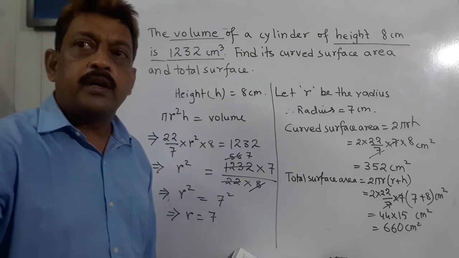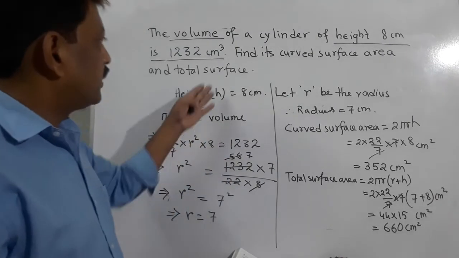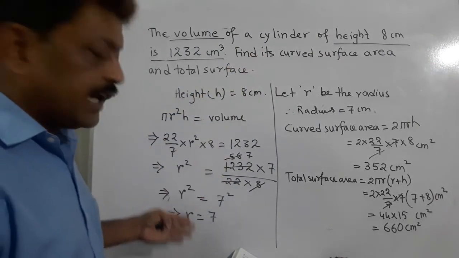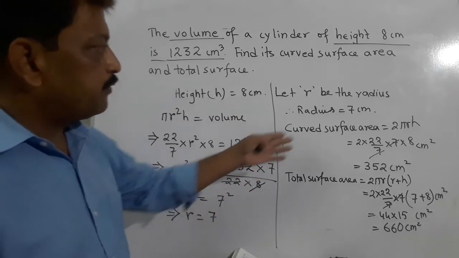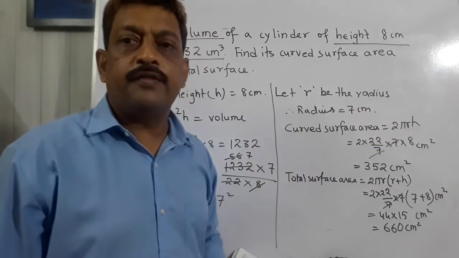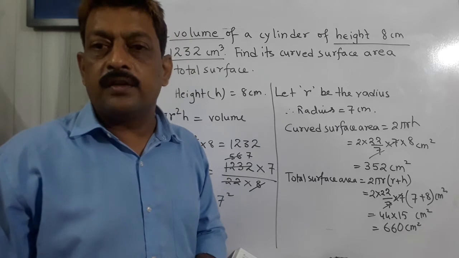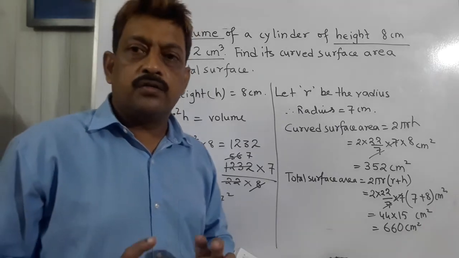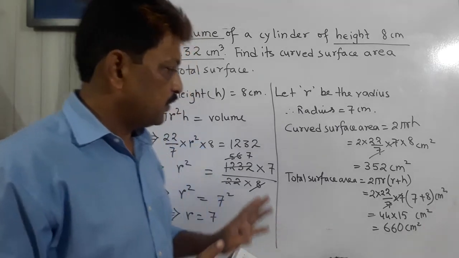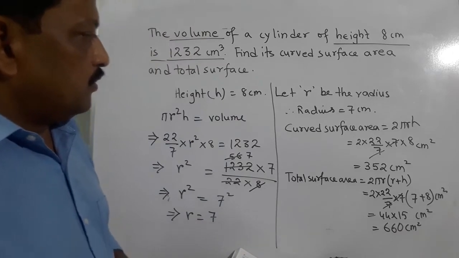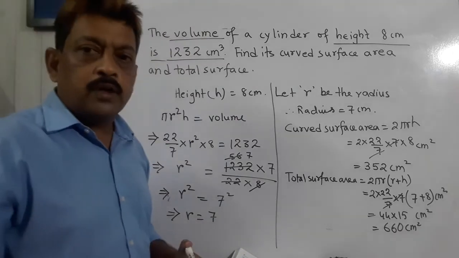It is very simple way. With the help of volume and the height, I have calculated the radius. Now with the help of radius and height, I have used the formula of curved surface area of cylinder as well as the total surface area of cylinder. Okay. So let us move to one more question.